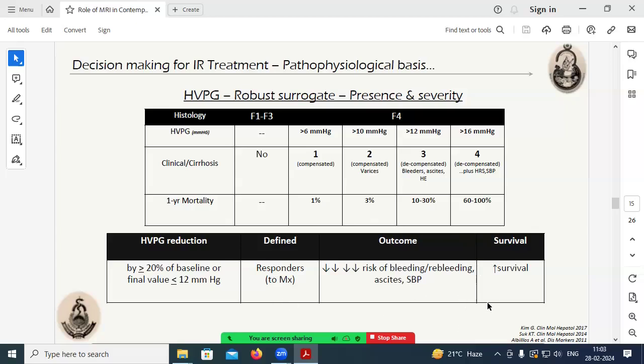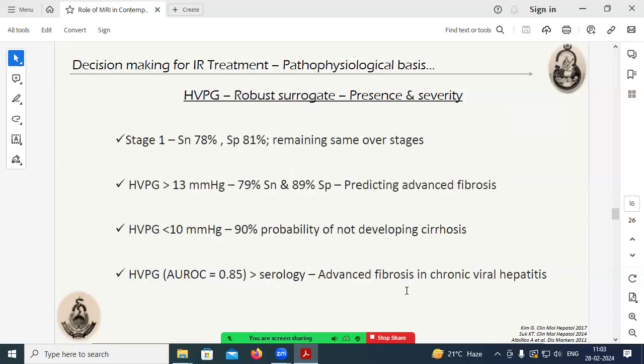So for predicting the survival and for saying what the outcome is in terms of ascites, spontaneous bacterial peritonitis and risk of bleeding, it is an accurate technique for assessing the portosystemic gradient and for predicting advanced fibrosis. And also, if we can show that on treatment we are maintaining the HVPG below 10 millimeters, then the patient will have very few chances of developing cirrhosis in the long term.